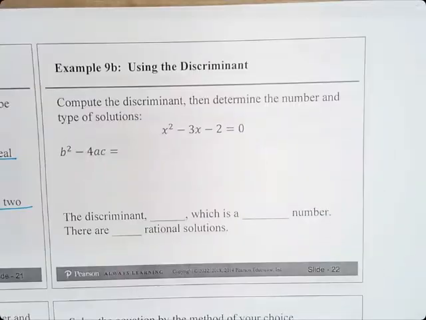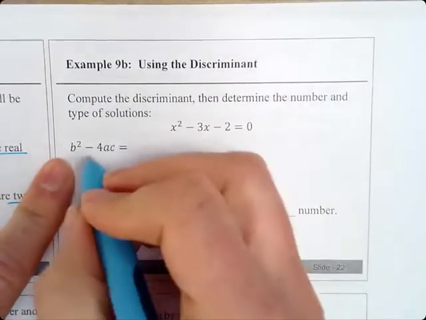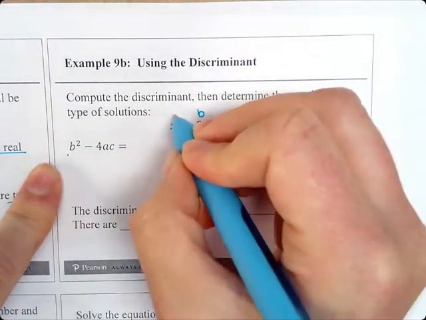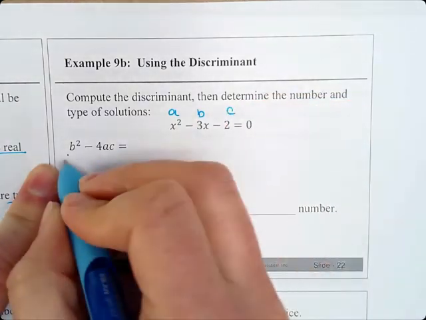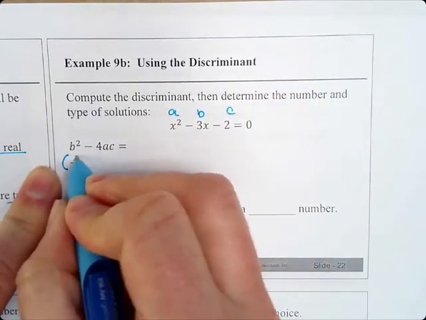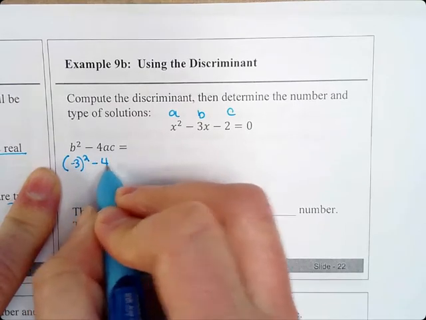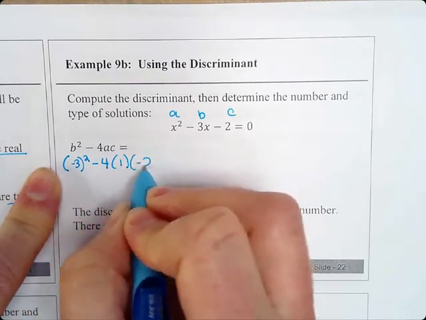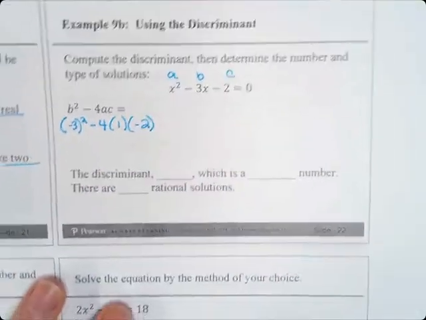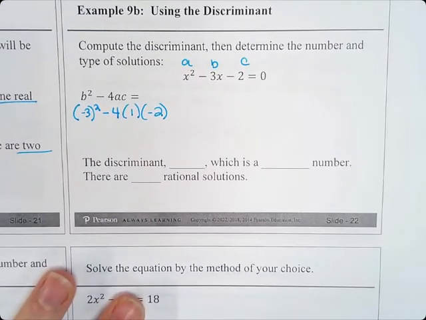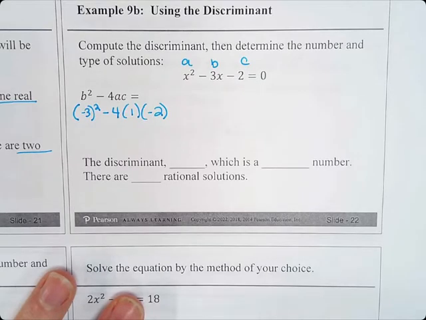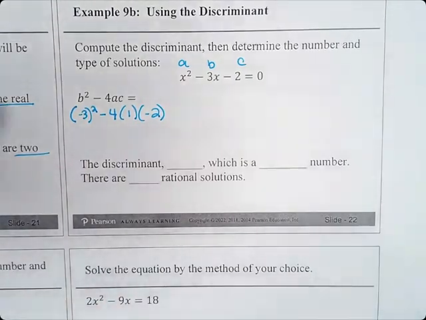So let's look at the example and see what our discriminant tells us about this one. So x squared minus 3x minus 2. So this is our b, this is a, and this is c. So put that in parentheses, negative 3 squared minus 4 times 1 times a negative 2. So you can put it in your calculator, come out with your solution there. You can do it by hand.